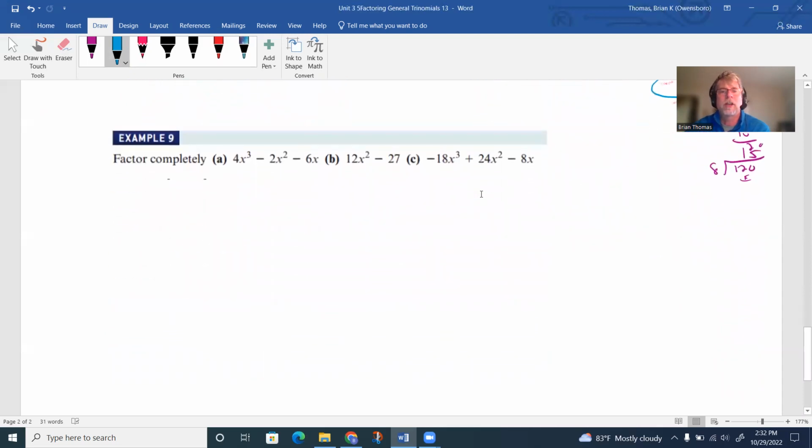So let's look at these next examples and see if we can factor these examples completely. As we look across here, 4x cubed minus 2x squared minus 6x, it's kind of crazy, but notice how, to start with though, I'm going to go ahead and just rewrite the problem.